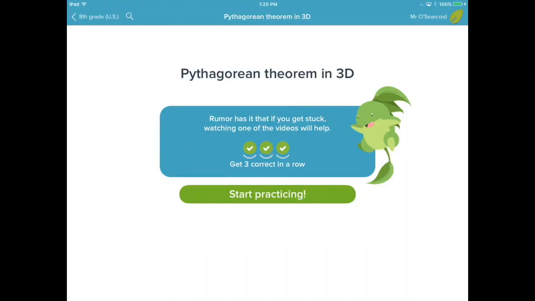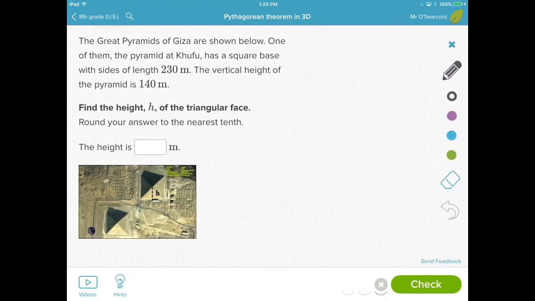So in this Pythagorean Theorem in 3D, this first problem here is actually an excellent real-world problem. The Great Pyramids of Giza is what we're looking at here. One of them, the Pyramid of Khufu, has a square base with sides of length 230 meters. The vertical height of the pyramid is 140 meters.